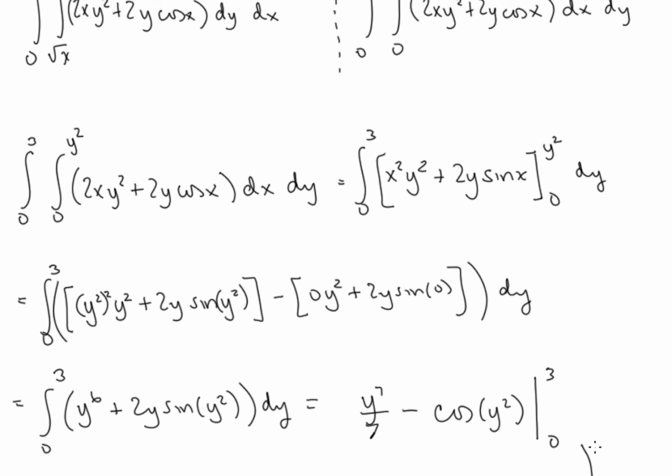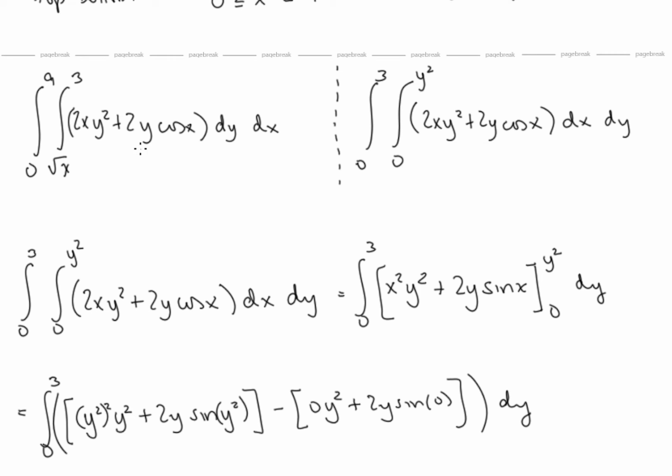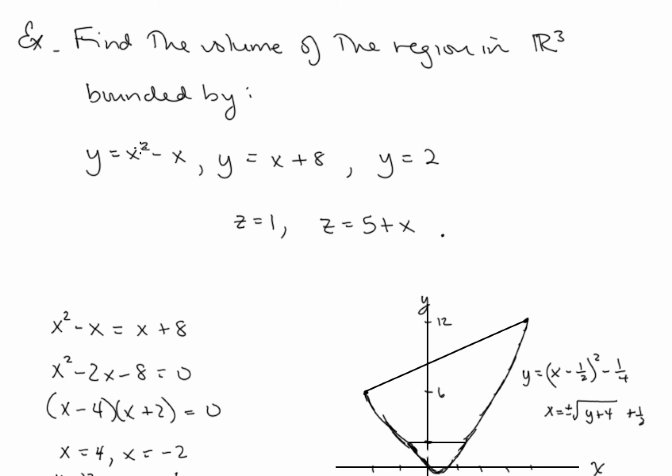And as I mentioned, you'll get the same answer using the first integral, but you'll be using an integration by parts with this one. Let's take a look at another example. Find the volume of the region in R3 bounded by y equals x squared minus x, y equals x plus 8, y equals 2, and then z equals 1, z equals 5 plus x. So they're giving us all of the bounding surfaces for this solid, and we want to find its volume.